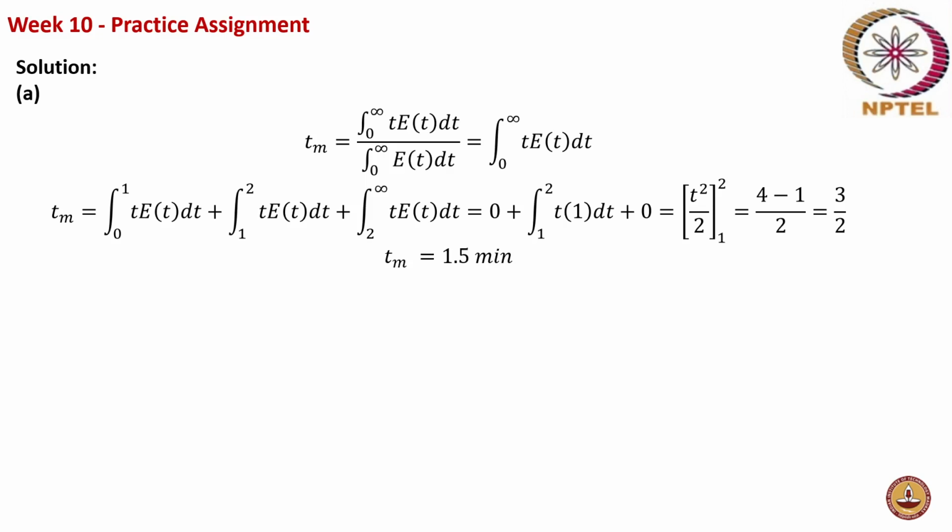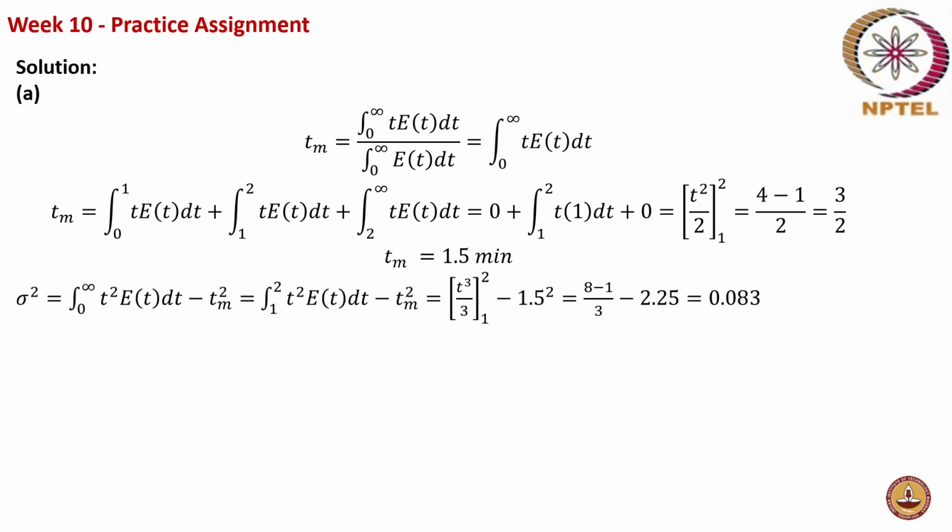Okay. Now we have to find out the variance. Variance is given by integral 0 to infinity t square into E of t dt minus tm square. Again, when we split this integral between the three different ranges, you will have integral 0 to 1, integral 1 to 2, and integral 2 to infinity. Wherever we have integral 0 to 1 and 2 to infinity, the value of E of t is 0, which means that entire integral goes to 0. So what we are left with is integral 1 to 2 t square into E of t dt minus tm square.